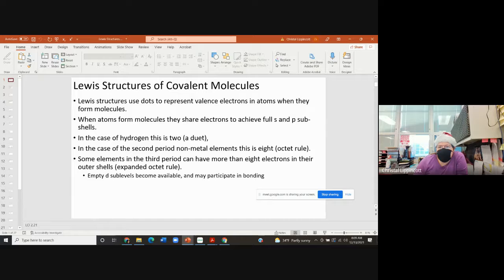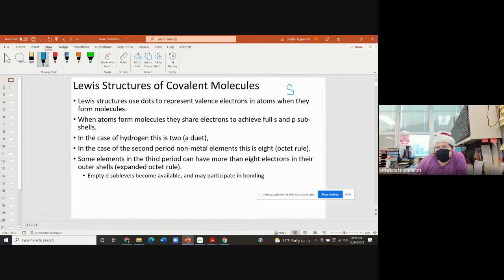So when we do the Lewis dot structures, let's say we've got sulfur. Sulfur would be 6. So sulfur would look something like this. When atoms form molecules, they're going to share electrons to fill that S and P orbital level. In the case of hydrogen, it's going to be satisfied with 2. So it comes with 1. Remember, hydrogen needs 2 to be filled.